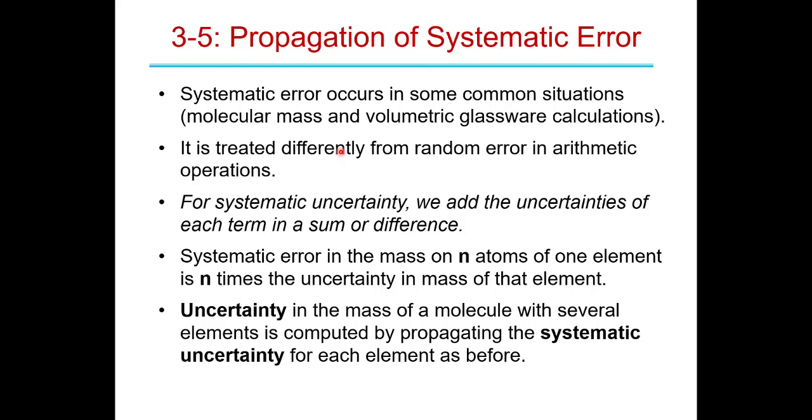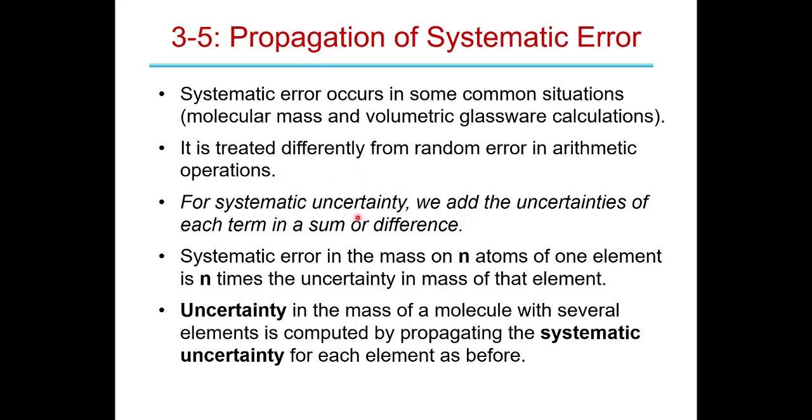So remember, one difference at least between systematic error and random error is that systematic error is always in the same direction. So it's not sometimes below and sometimes above. So when you're combining errors from different sources, they may not necessarily cancel each other out. Systematic error occurs in some common situations in chemistry, when we're calculating molar mass, molecular mass, and when we're looking at volumetric glassware calculations. As I pointed out, it's treated differently from random error.